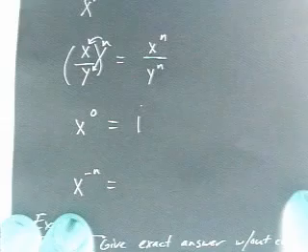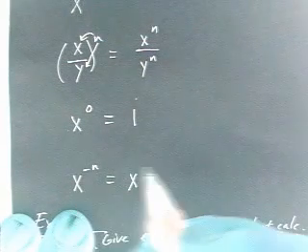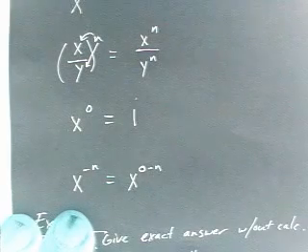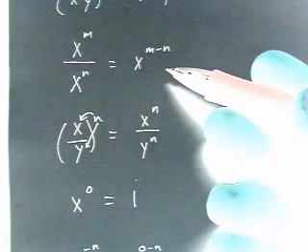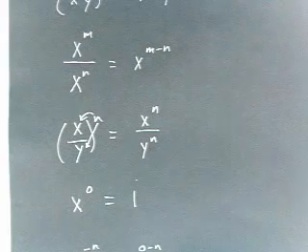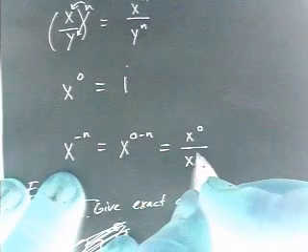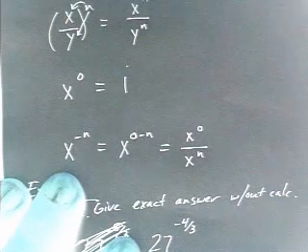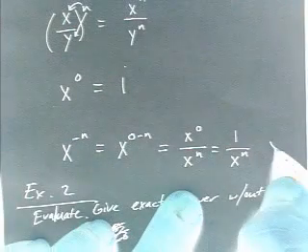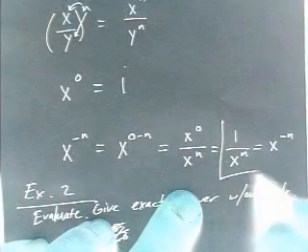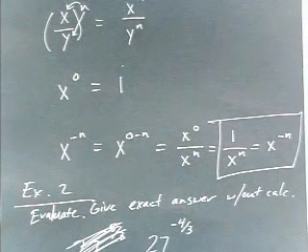X to the negative n, just to remind you, some of you are not going to remember this, but let me do a little bit of algebra for you. Negative n is the same thing as 0 minus n. Right? If we use the property that we have up here of subtraction being the same thing as dividing like bases, that would make this x to the 0 over x to the n, which would make that a 1 on the top and an x to the n on the bottom. So x to the negative n is equal to 1 over x to the n. That was the property they were trying to get at.